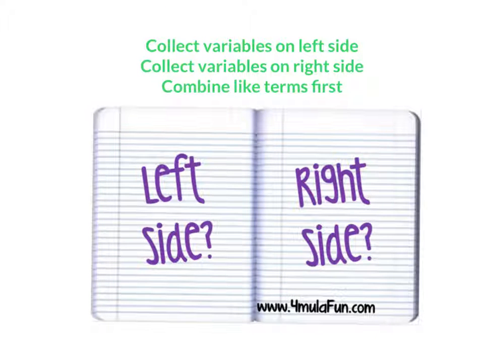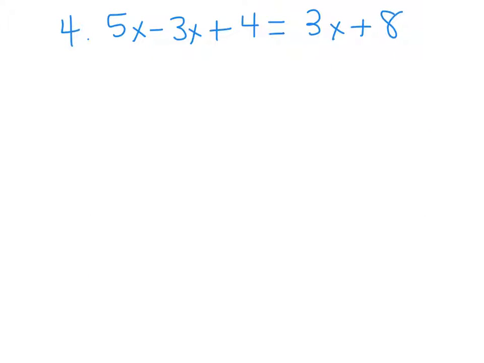So what we've covered so far is collecting variables on the left side, so we end up with a positive coefficient, collecting variables on the right side for the same reason, and combining like terms first. So here's a sample problem. We have 5x minus 3x plus 4 equals 3x plus 8. First thing I want to do is to combine terms wherever I can. So I have 2x here plus 4 equals 3x plus 8.